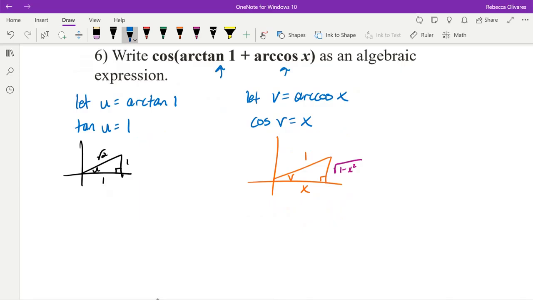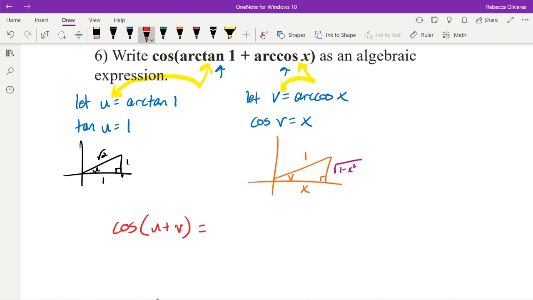So I set all that up, and now let's go back and make some substitutions. Again, instead of saying arc tangent of 1, remember I said the arc tangent of 1 was equal to u. And instead of arc cosine of x, remember I said the arc cosine of x was equal to v. So let's make those substitutions. So I'm looking at cosine of u plus v. And then it becomes similar to what I did a couple of examples ago.